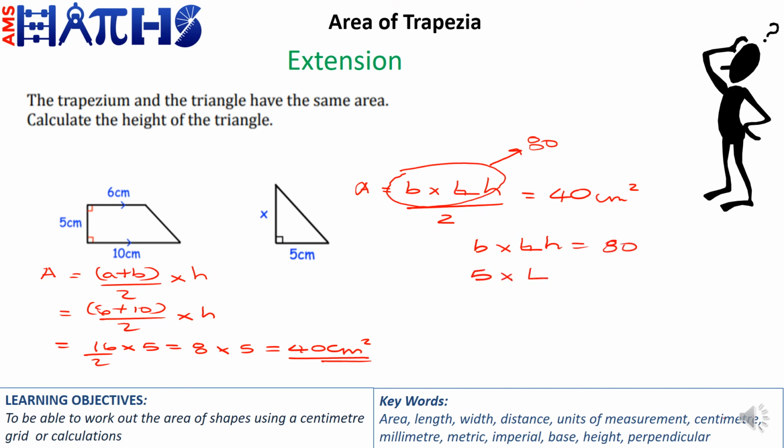They said that the base is 5, so we can now work out our perpendicular height. And 5 times the height would be 80. So what number do we multiply 5 by to get 80? And that is 16. So then the height of our triangle is 16 centimeters.